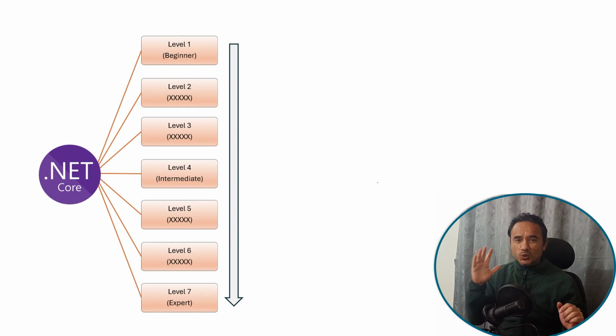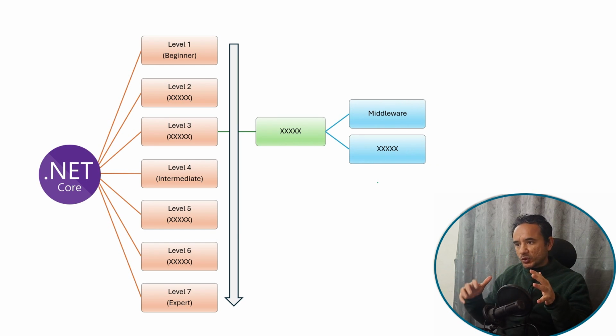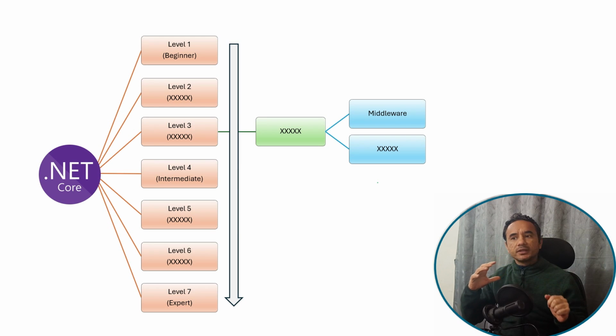Hello friends, today I am going to show you the complete .NET Core roadmap from beginner to expert in 7 levels. Every level will have concepts inside it. If you are new to .NET Core, then follow this roadmap to learn it. If you already know .NET Core, then use this roadmap to find the gaps in your knowledge.